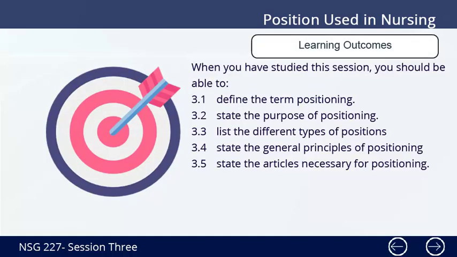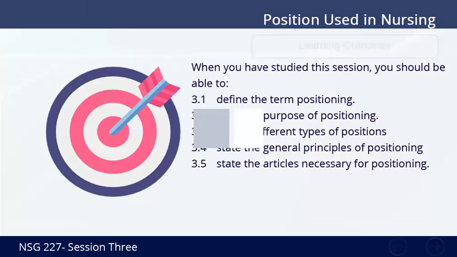Learning outcomes. When you have studied this session, you should be able to: 1. Define the term positioning. 2. State the purpose of positioning. 3. List the different types of positions. 4. State the general principles of positioning. 5. State the articles necessary for positioning.